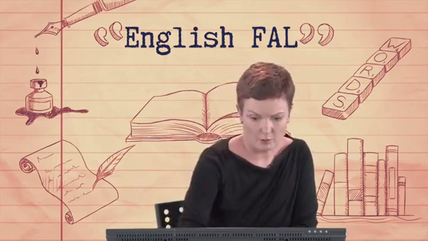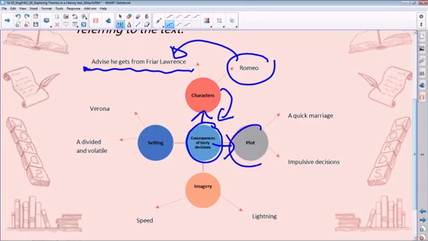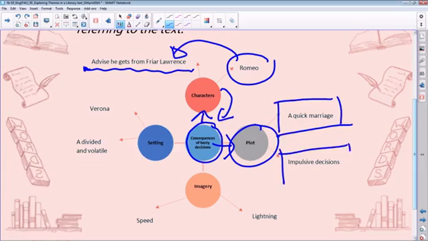Then I will want to look at the plot. I'm not only looking at the plot, because that's not going to be a strong essay, but I do need to look at the plot to support. So in the plot, what happens? Romeo and Juliet get married very, very quickly. There are many impulsive decisions that are made, and not only by Romeo, by other characters as well.